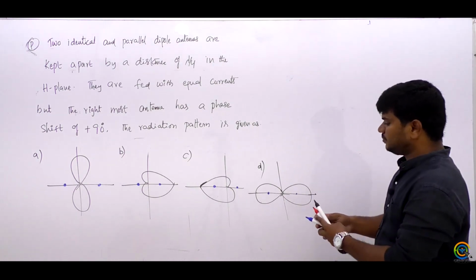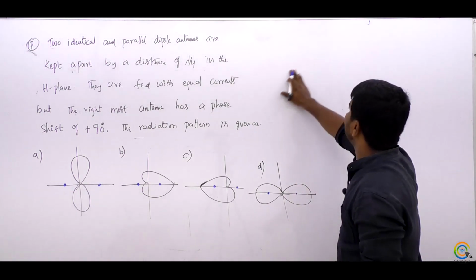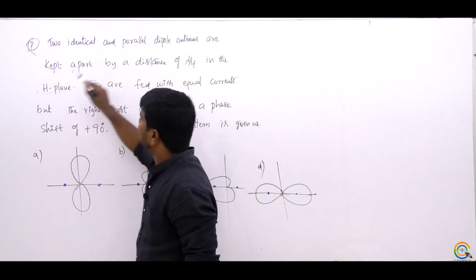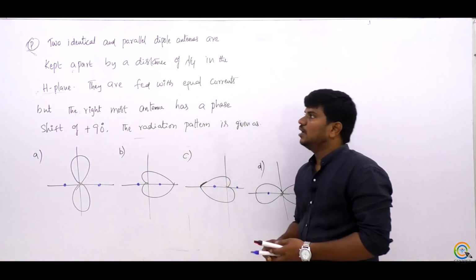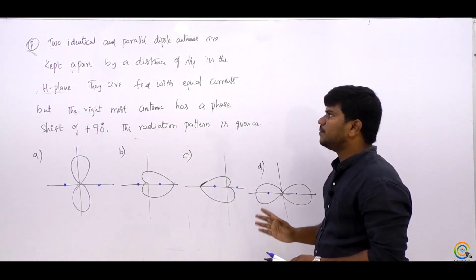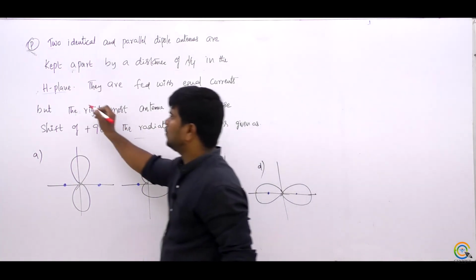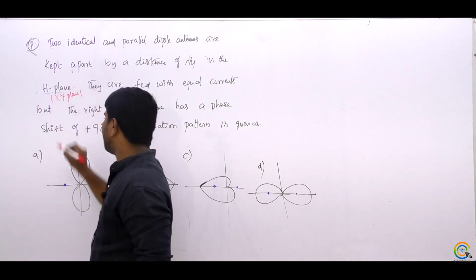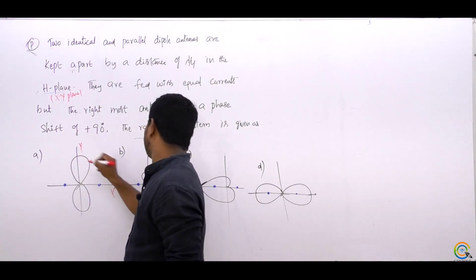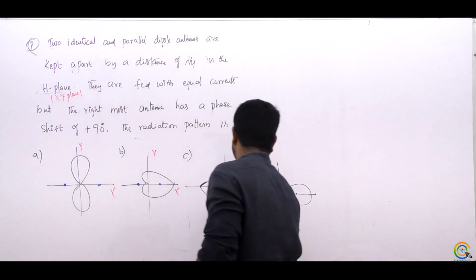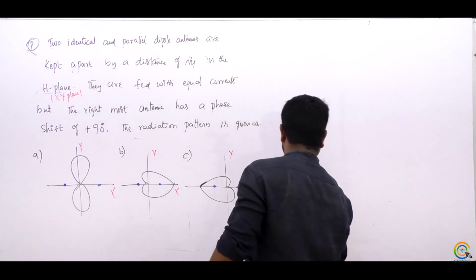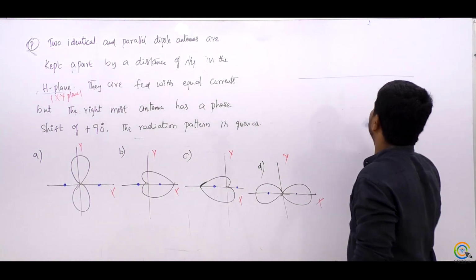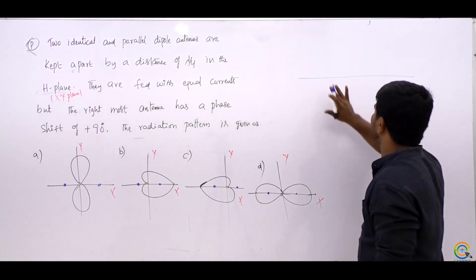If you observe the question, what he has asked is that the two elements are arranged in the H plane. H plane means it is the XY plane. You have to note that. XY plane means it is X, it is Y. It is placed like this. That means the antennas are kept like this.